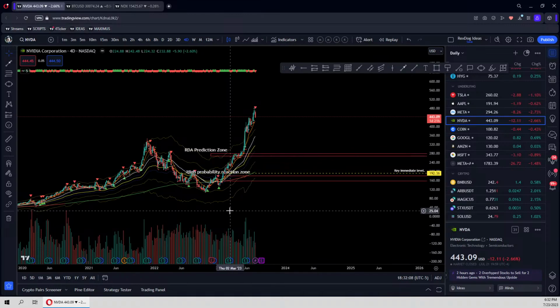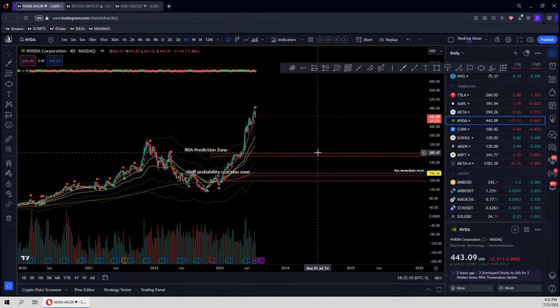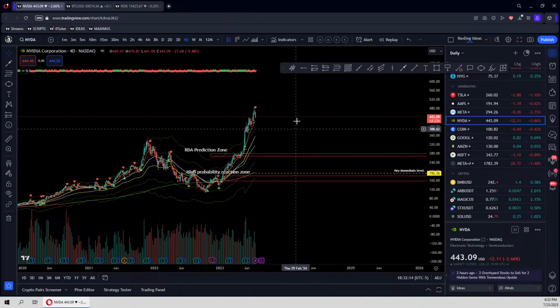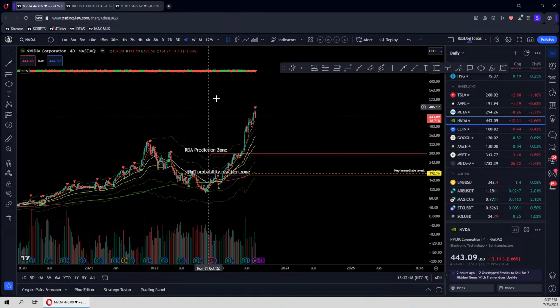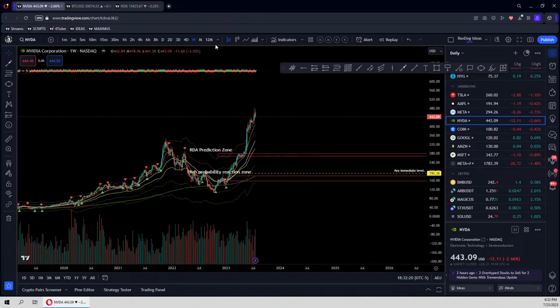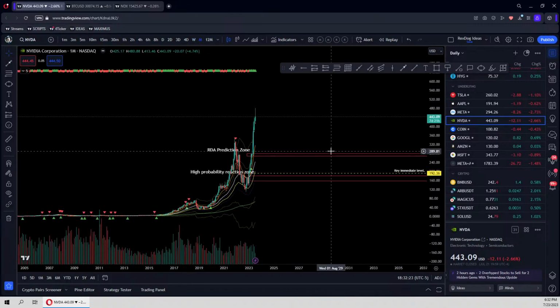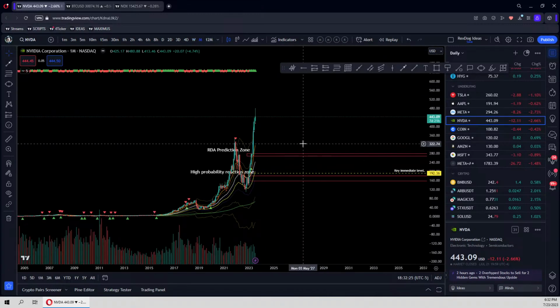NVIDIA, still in this trade. I'll be moving up my stops right above the RDA, right down here, right around 283. If it does break the fast momentum, I'll probably take some off. I don't know how much legs this has, though. It might have a lot of legs. But monthly looks like it's stalling out. Maybe a blow off top. We'll see.